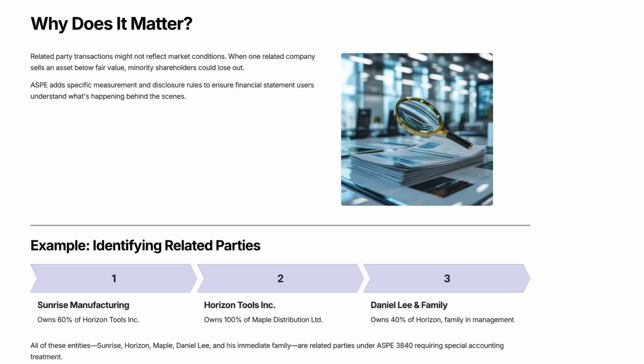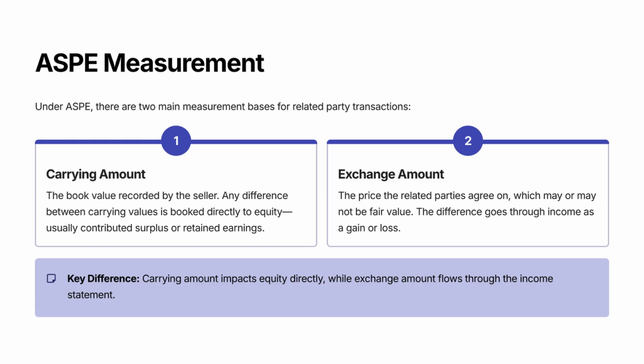If Horizon sells equipment to Maple, or if Daniel's family receives loans from the group, those are related party transactions that need special accounting treatment. Under ASPE, there are two main measurement bases for related party transactions. 1. Carrying amount, the book value recorded by the seller. 2. Exchange amount, the price the related parties agree on, which may or may not be fair value.